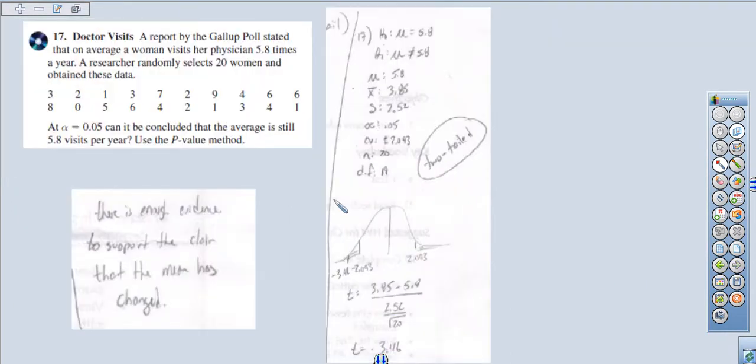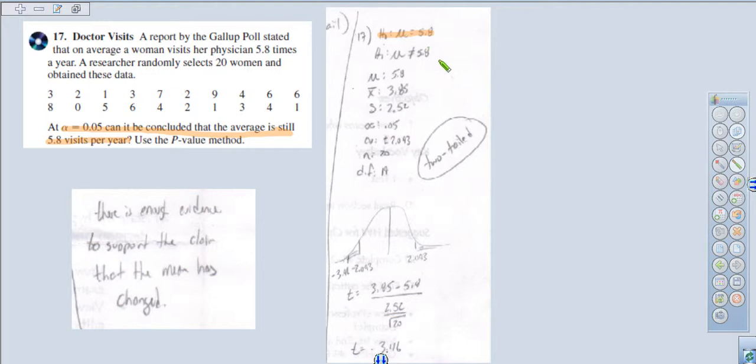Number 17, we come to this problem, same thing. I'm here at the bottom portion, and it says at this significance level, can it be concluded that the average is still the same? Okay, so still the same. So it doesn't talk about whether it's greater than or less than. It's just saying that it is this number or it is not this number. So we can see that in this case here, we established for number 17 that our mean would be that we are equal to 5.8.